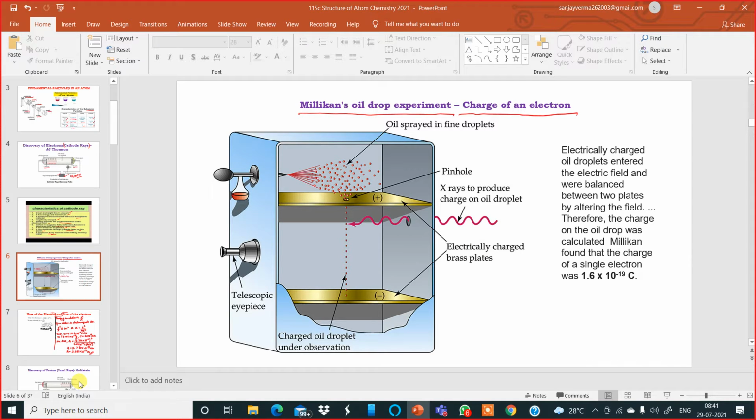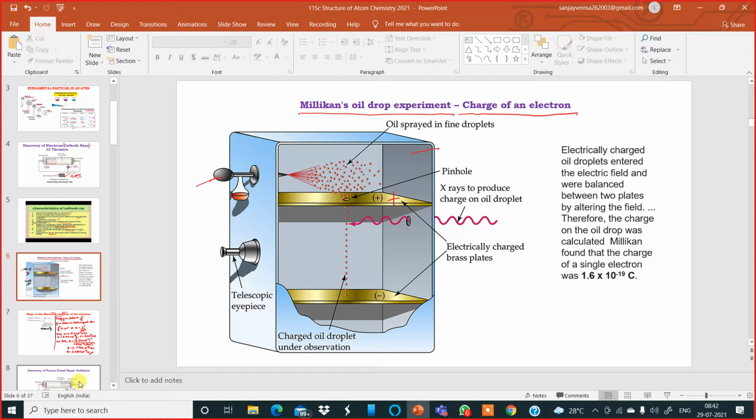Now in this experiment, by using an atomizer, oil drops were sprayed in the form of fine droplets in an apparatus like this. These oil droplets entered the first chamber, and there was a small pinhole over here, a plate containing a pinhole which is connected to the positive terminal of a battery. Now the oil droplets enter this pinhole and start moving in the downward direction because of gravity.